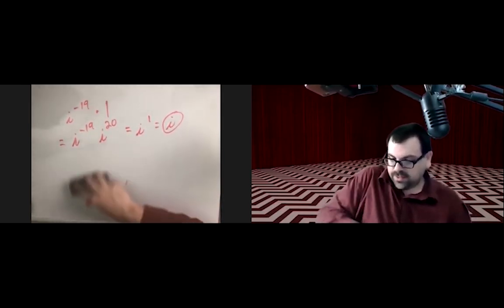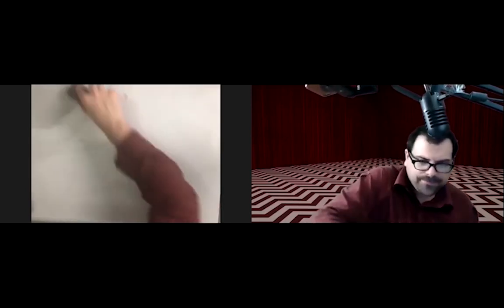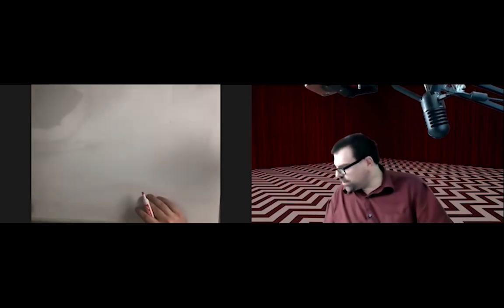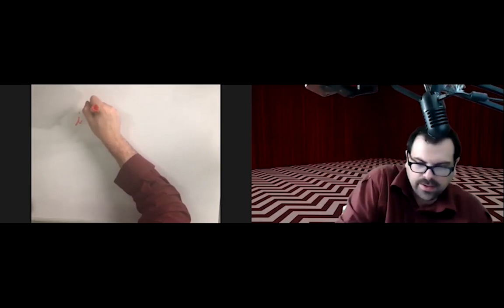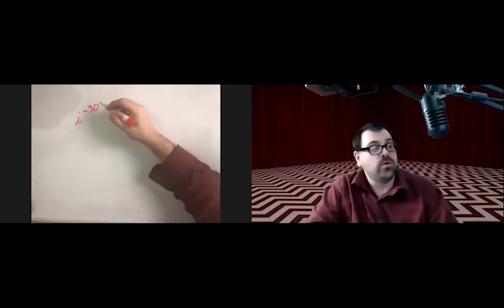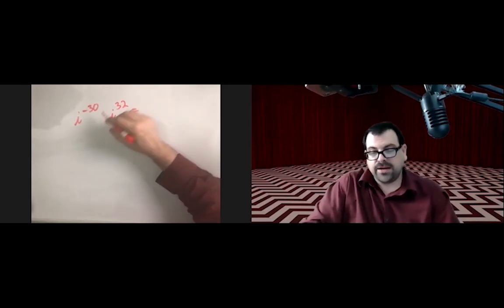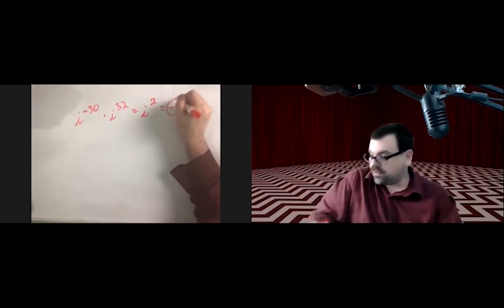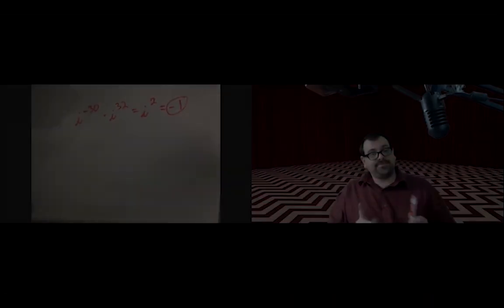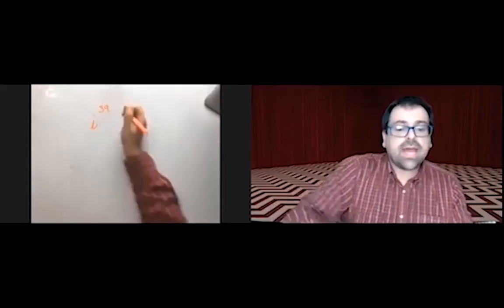This gets you the correct form of the final answer every time. One more. Let's do i to the -30th. The first multiple of 4 that pushes us over 30 is 32. -30 plus 32 is i squared. i squared is -1.